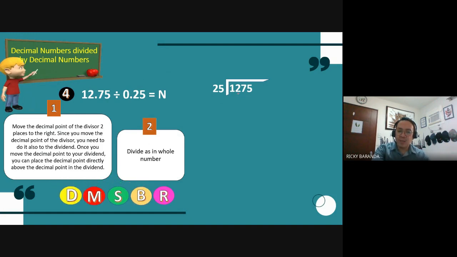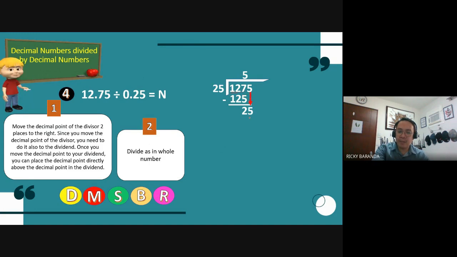Okay. So, si 12 ba pwedeng divide sa 25? Hindi. So, we will get the next number, 127 divided by 25. That will be 5. Then, multiply. 5 times 25 equals 125, then subtract. 127 minus 125 is equal to 2, then bring down 5.